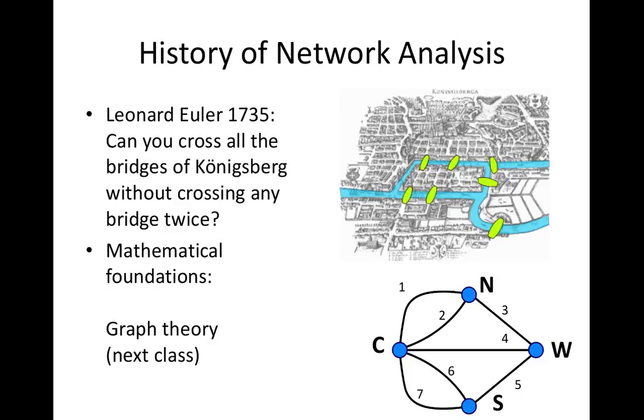So here's the problem. The city of Königsberg still exists; it's now called Kaliningrad. But back in the 18th century, it was called Königsberg. Königsberg is sitting on a river called Pregel, and that river is going right through the city. Here's a map of Königsberg as it was in the 18th century. The city is split into different areas, and the areas are connected by bridges. You can see here the river Pregel and the bridges.